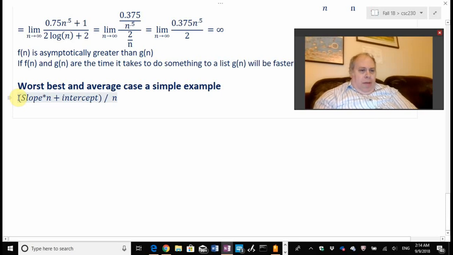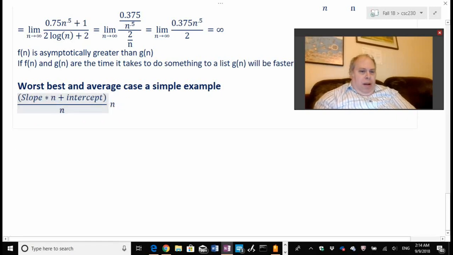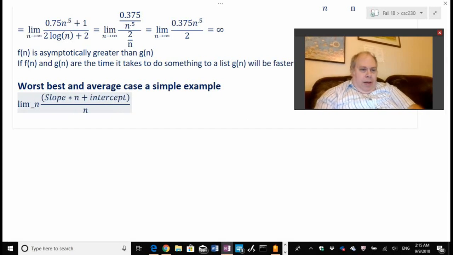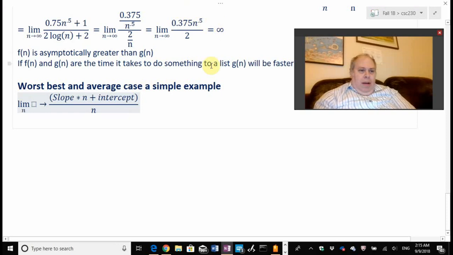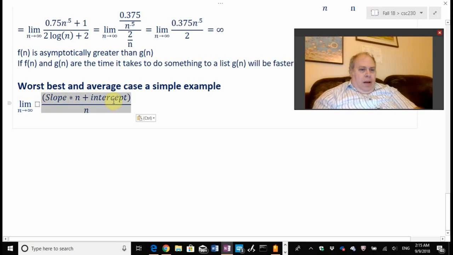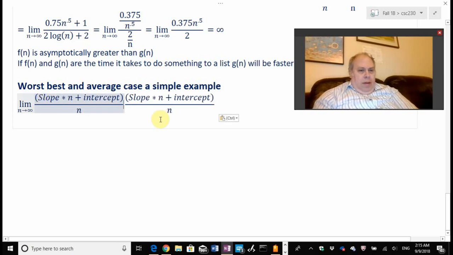So, we'll put this into math mode, divide by n, and I want the limit as n goes to infinity. This is what we're taking the limit of.